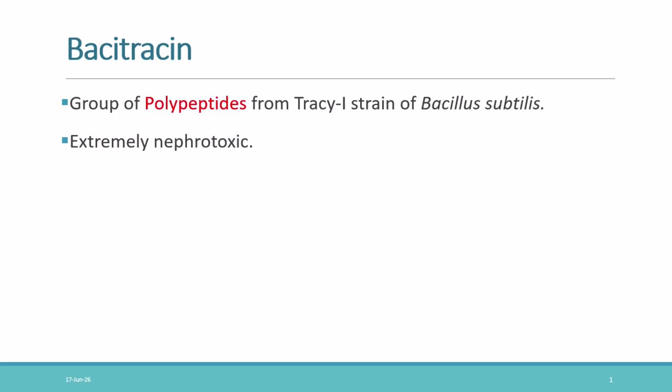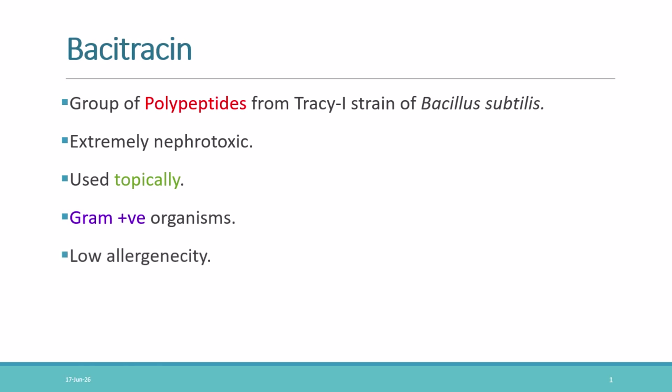Bacitracin demonstrates activity primarily against gram-positive organisms. However, its clinical usefulness is severely limited by marked nephrotoxicity when administered systemically. Consequently, modern use is almost entirely restricted to topical formulations for skin and mucosal infections. Despite its limited systemic role, bacitracin remains an important pharmacological example of inhibition at the membrane transport stage of cell wall synthesis.